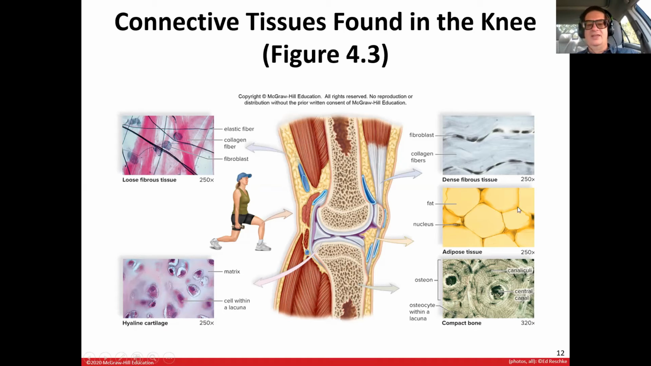So what I'm getting at here is you could have connective tissue that ranges from all fiber to almost no fiber. But you're still going to have all three components. You're still going to have a matrix, specialized cells, and fibers. Those are the three things, protein fibers.